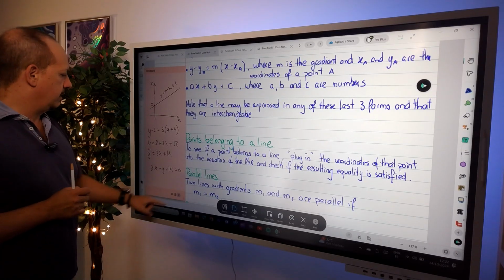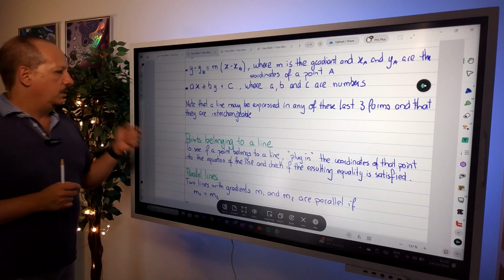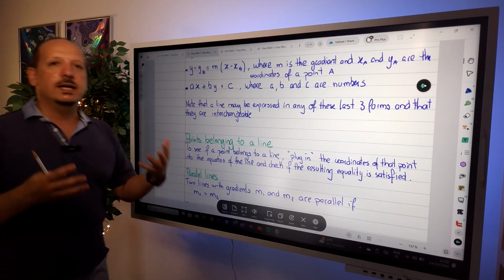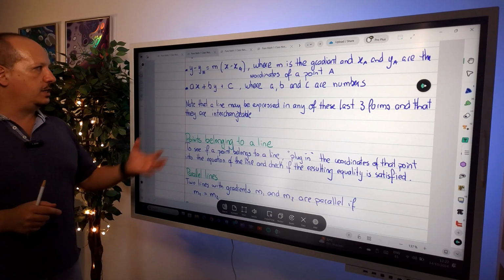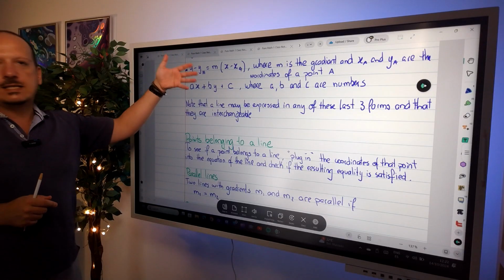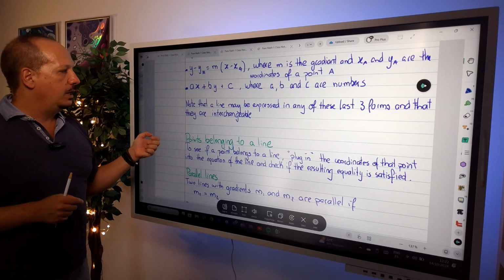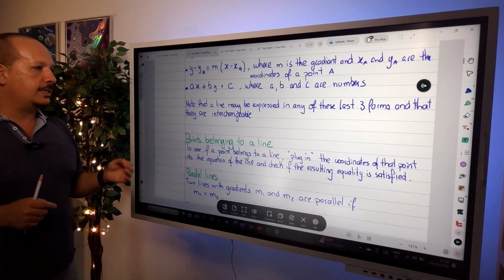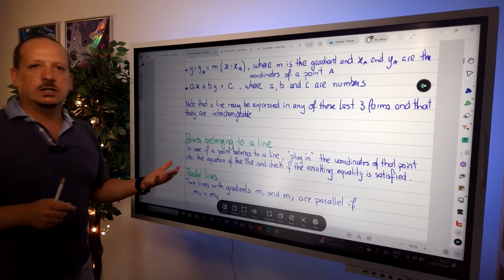Let me just take this out now. Points belonging to a line. To see if a point belongs to a line, you just have to plug in the coordinates of that point into the equation of the line. Really doesn't matter in which form. And if the point belongs to the line, you will see that the resulting equality is satisfied.